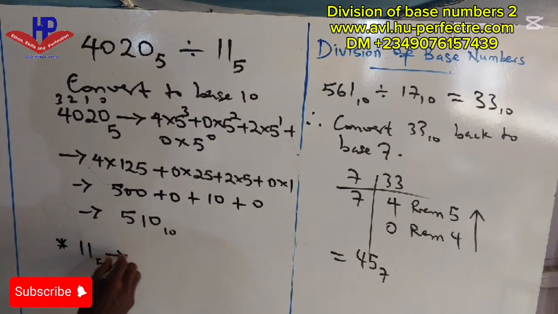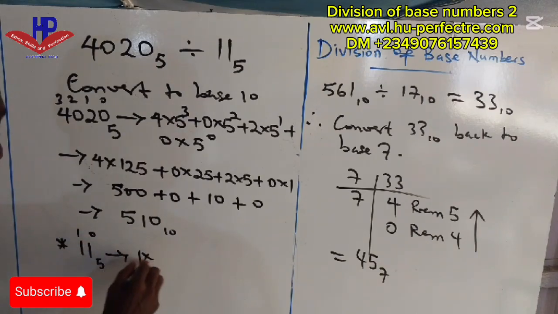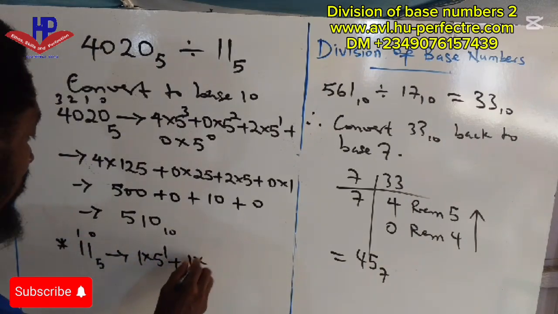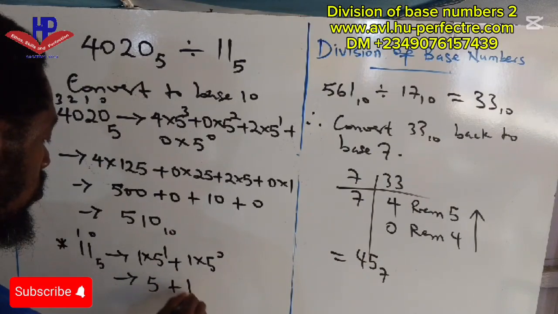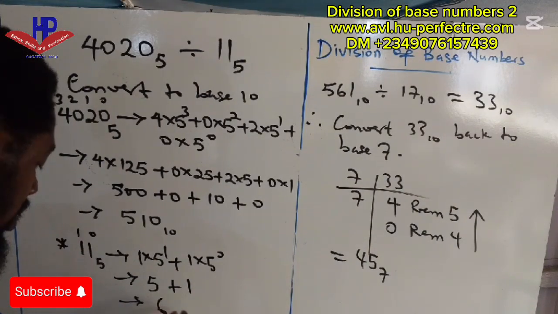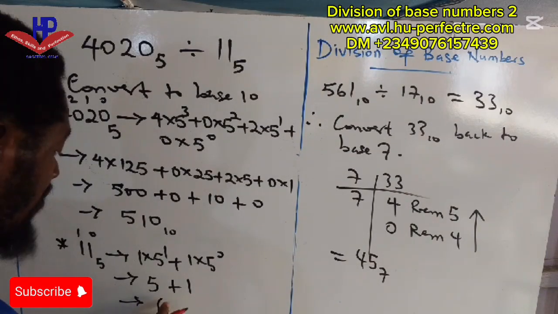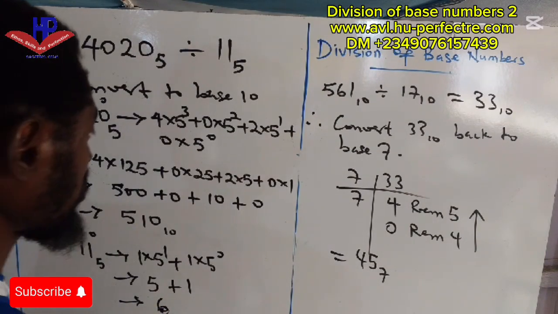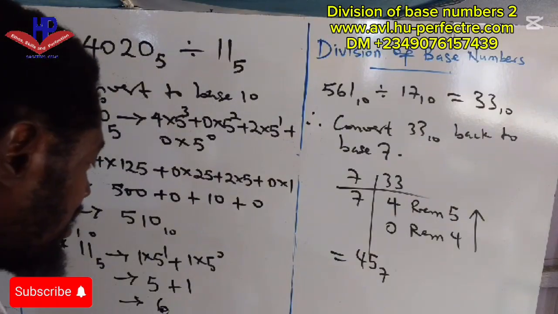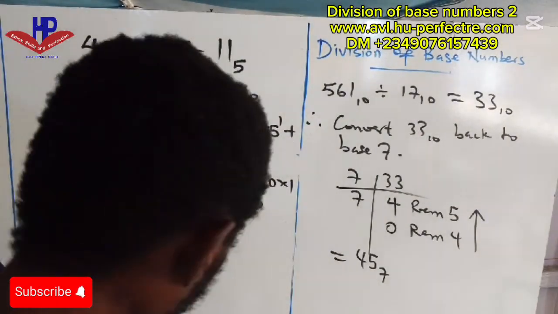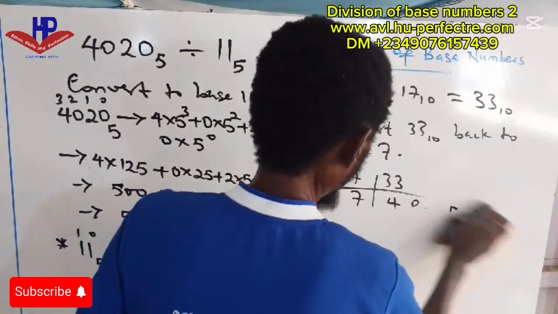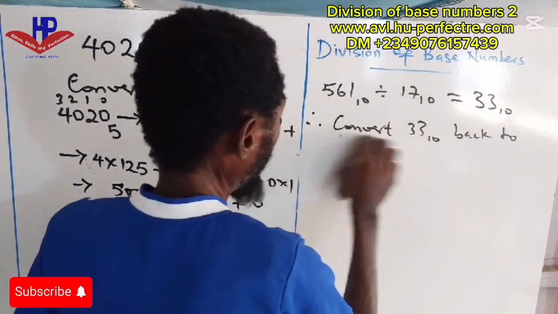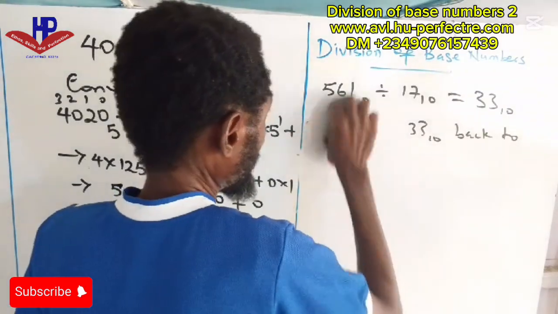Then convert also 11 base 5 to base 10. This is 1 times 5 to the power 1 plus 1 times 5 to the power 0. This is 5 plus 1. This will give us 6 base 10. So I'm going to divide 510 in base 10 by 6 in base 10. When we get that result, we'll convert that result back to base 5. Yes, that's how you solve it.